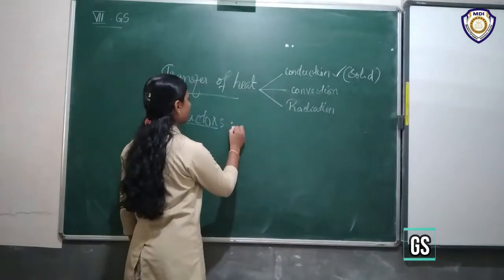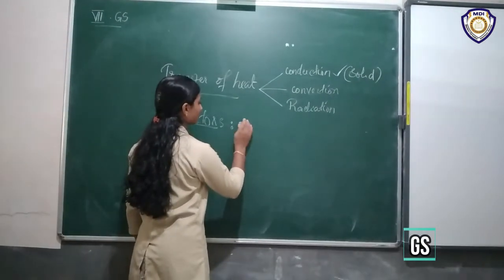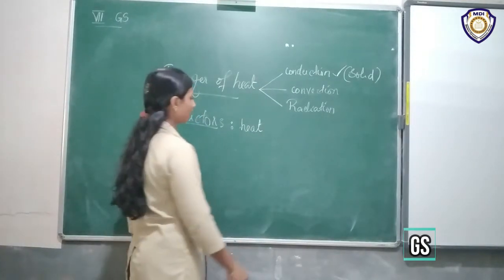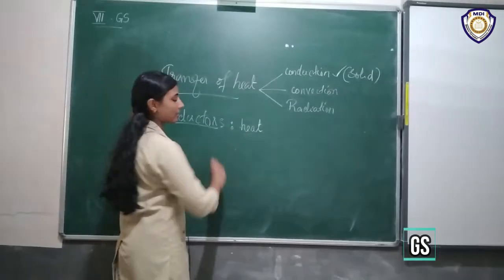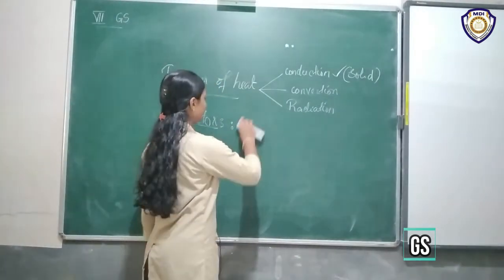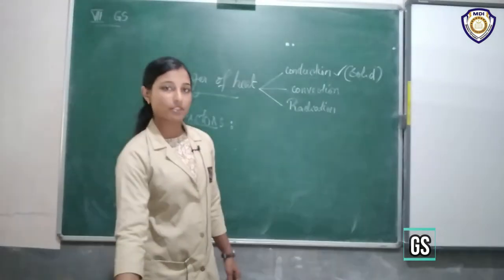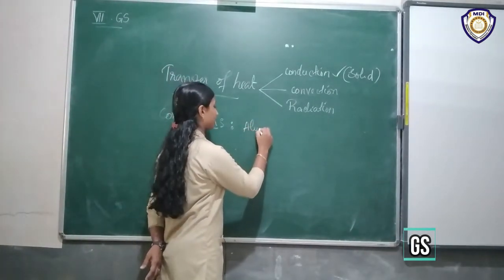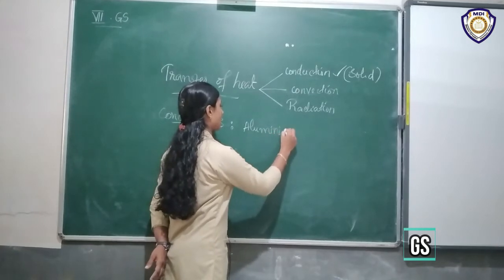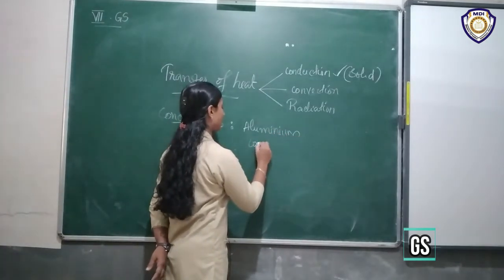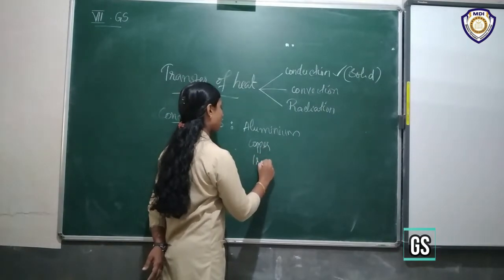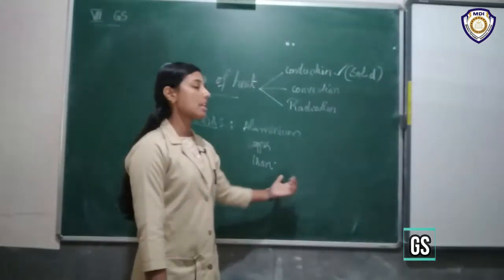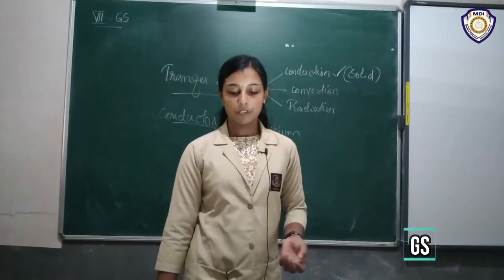So conductors, what do they do? They allow heat to pass through them. Okay. And what are the examples? All metals are examples of conductors. So metals like aluminium, copper, iron are examples of conductors. So these materials allow heat to pass through them.